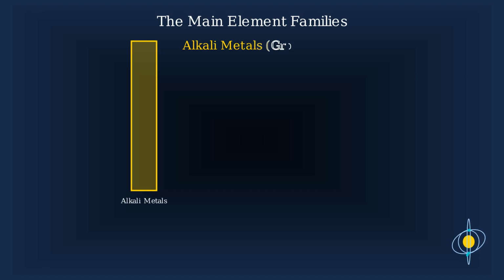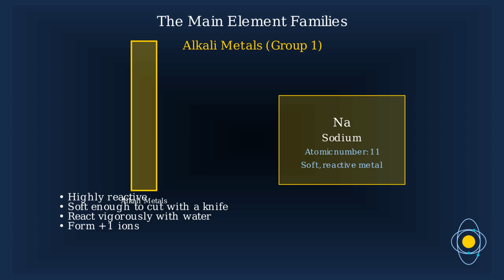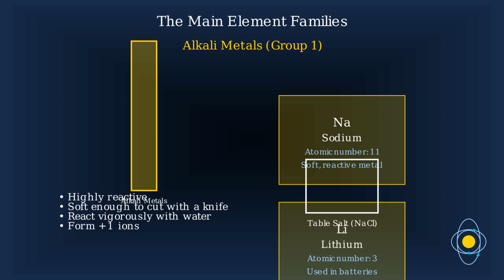Alkali metals occupy Group 1 of the periodic table. These elements, including sodium and lithium, are highly reactive metals. Alkali metals are so reactive that they must be stored in oil to prevent them from reacting with air. They're soft enough to cut with a knife and react vigorously with water. Sodium is a key component of table salt, or sodium chloride. Lithium is widely used in batteries for phones and electric vehicles.